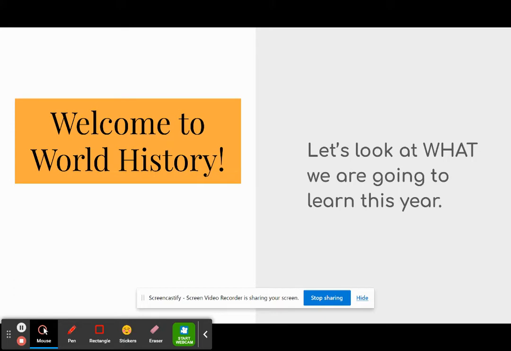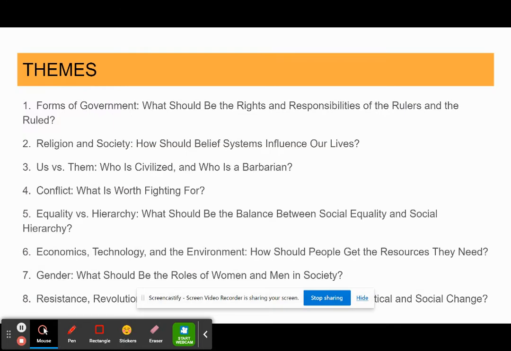So let's look at what we are going to learn this year. So these are the themes that we're going to cover. We may not get to all of them, but I'm thinking we're going to at least get to 6, and we'll determine which ones largely based on our interest. We're going to start with forms of government.